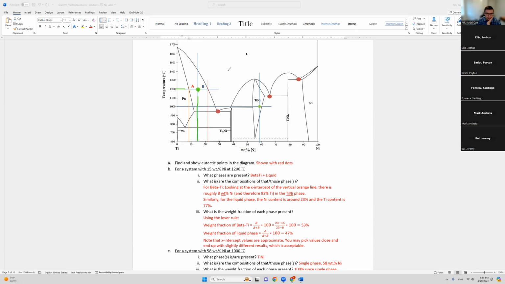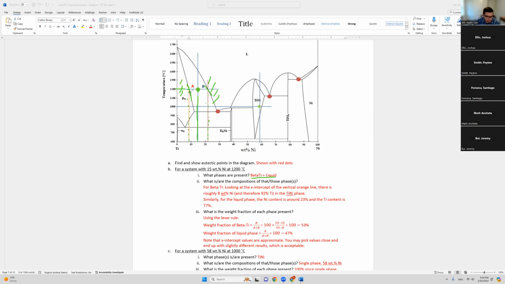You read the phases to the left and to the right. On the left, we have beta titanium in this region. And on the right, we have liquid. So this region is a mixture of beta titanium and liquid. What are the compositions of those phases? To find the compositions, we find the intersects with these boundaries. We look at the x-intercepts, these dashed lines, and these will give us the compositions.